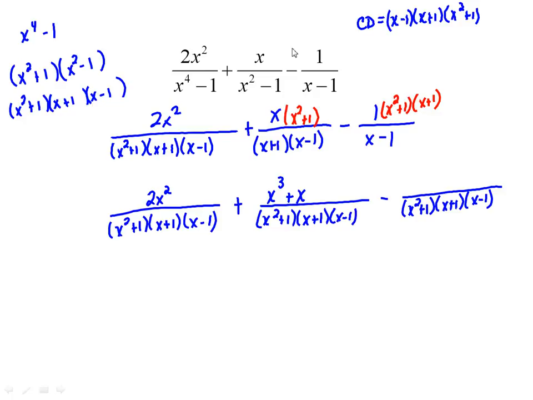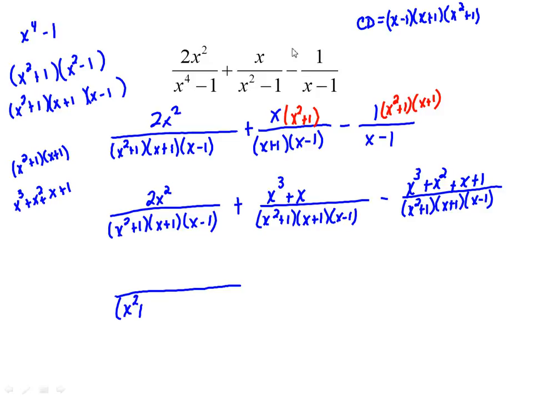If we go off to the side again and we multiply x squared plus 1 times x plus 1, x squared times x is going to be x to the third. x squared times 1 is going to be x squared. 1 times x is going to be x. And 1 times 1 is going to be 1. So we get x to the third plus x squared plus x plus 1. Now that we have our common denominator, let's make one fraction.